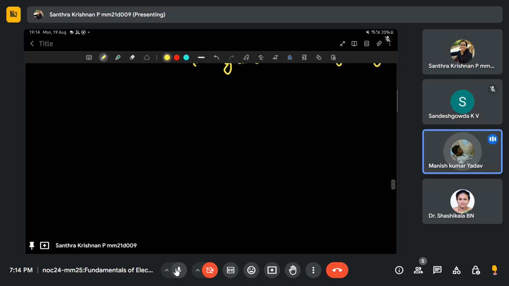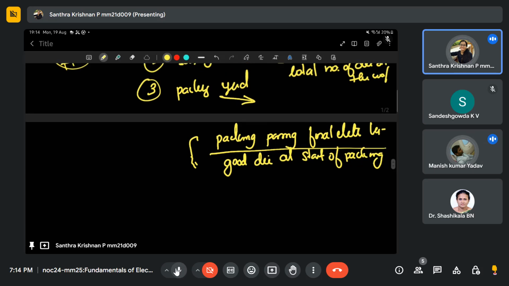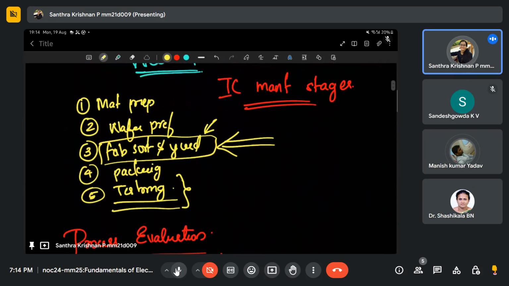In a general statement, packaging is first, and testing is in the last stage. Yes, in general terms. But within fabrication and sort yield itself, there will be many processes, and within these there are many minor testing steps. But in a general statement, packaging is before the final testing.